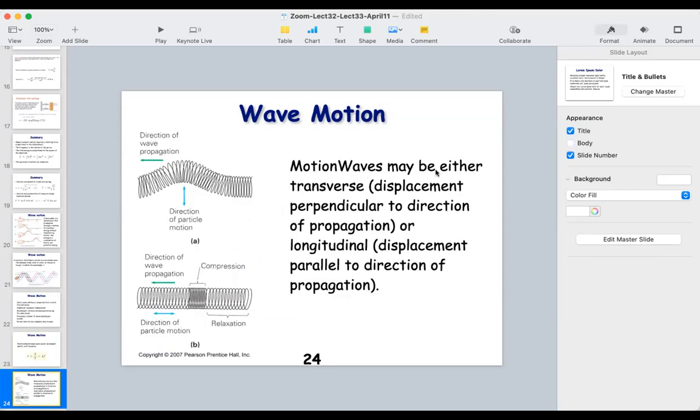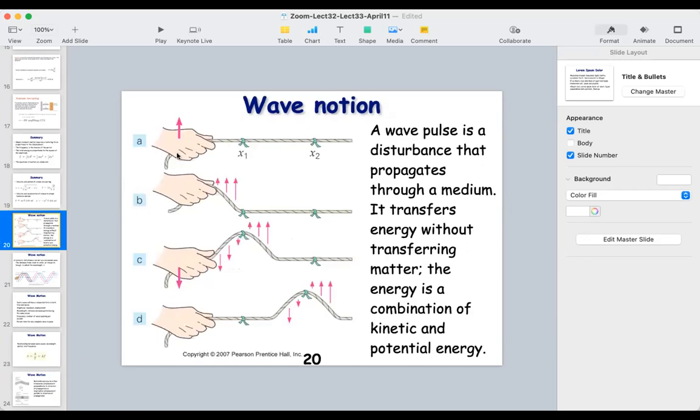Waves might be either transverse, which means that the displacement is perpendicular to the direction of propagation, or longitudinal, which means that the displacement is parallel to the direction of propagation. Look at this one. Here we have this spring, and the wave propagation is along x, plus or minus x, while here it is like the rope before. So this one is like that, in this case, essentially.